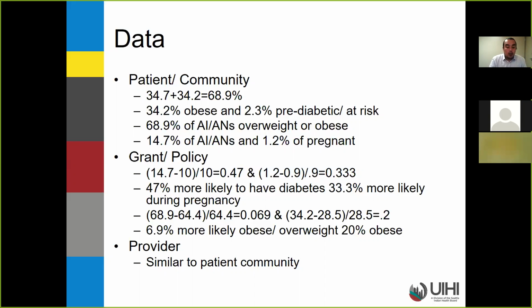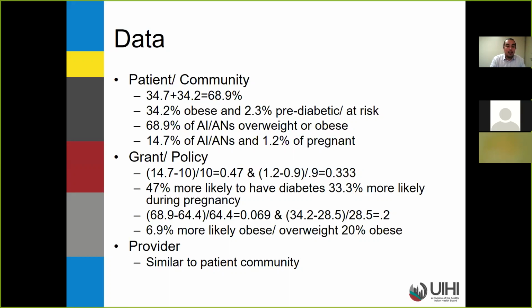So likewise, when we're taking this data and attempting to understand it in a different way, say for grant and policy reasons, we can do similar transformations to those we did before. Again, taking our group of interest, minusing our referent group, which is 10% for non-Hispanic whites, over our reference group gives us 0.47. Additionally, when we move into the calculation for those diagnosed only during pregnancy, we can do something similar with 1.29 minus 0.9 over our reference group, which gives us 0.33.